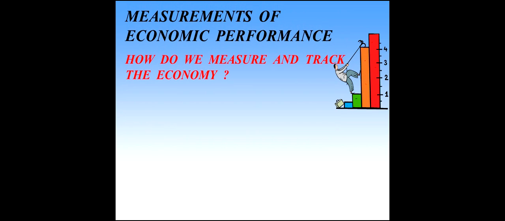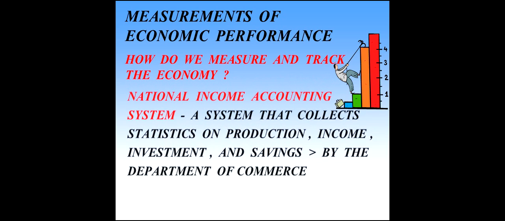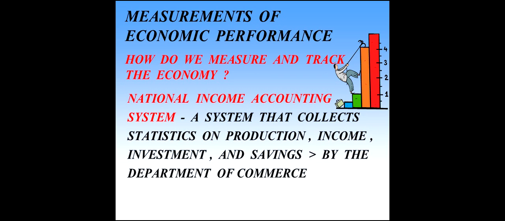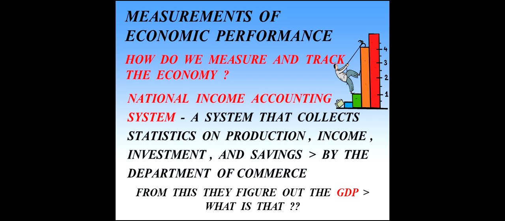So let's get started at how we look at economic performance and specifically measure and track the economy to get our GDP figures. Well, it all starts with the National Income Accounting System. This is a system that collects statistics on production, income, investment, and savings, and it's a system that's run by the Department of Commerce of the federal government. And it's from this system that we figure out GDP. So let's define specifically what GDP is.